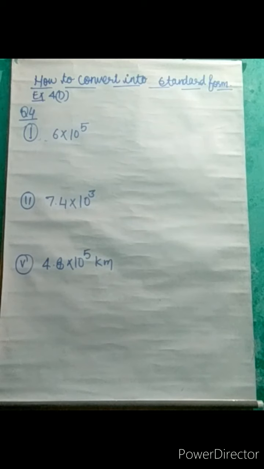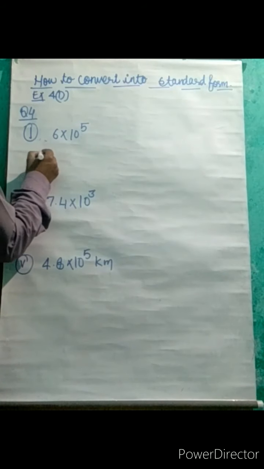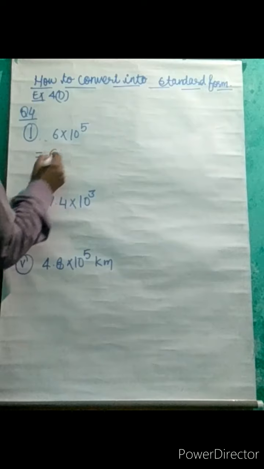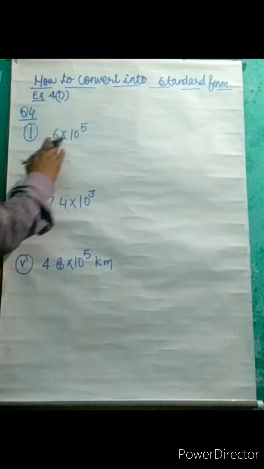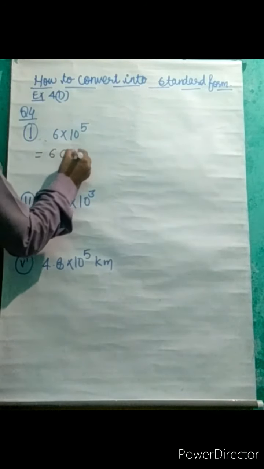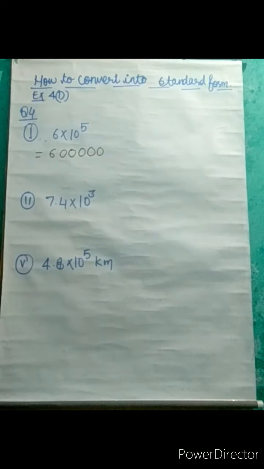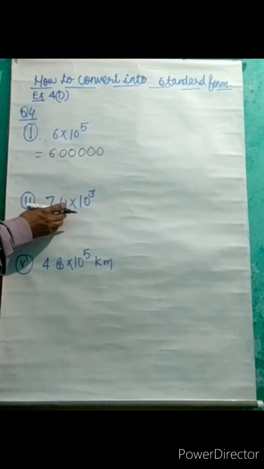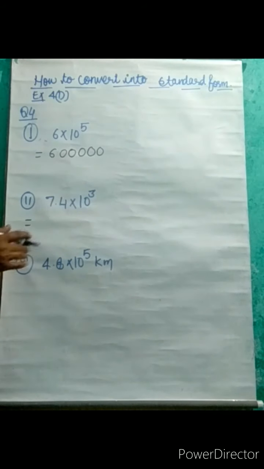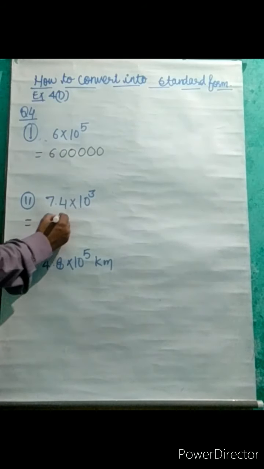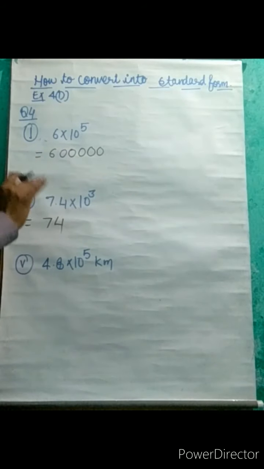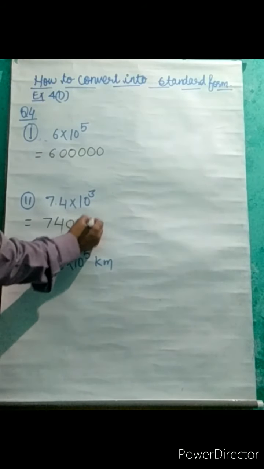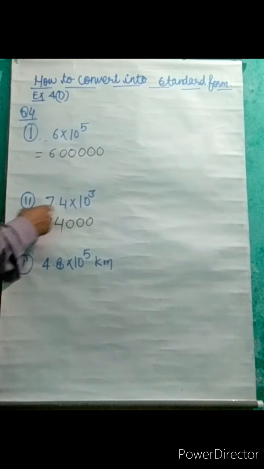Now see, the next topic is how to convert into standard form. Questions are given here. What we will do, 6 and then we will place 10 raised to power 5. You can place 5 zeros, 1 2 3 4 5. This is your standard form. This is 7.4 multiply 10 raised to power 3, so you can write 74. The decimal you can remove and place 3 zeros. Now you can see the point was after one place, so you can place it after one place.